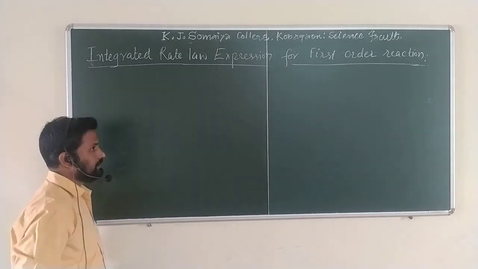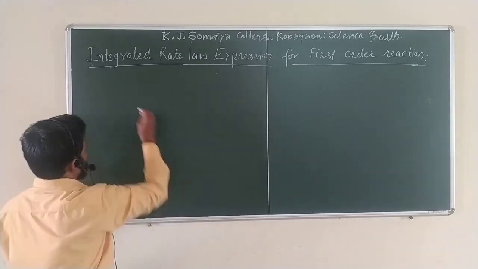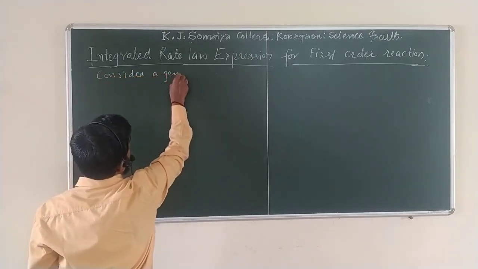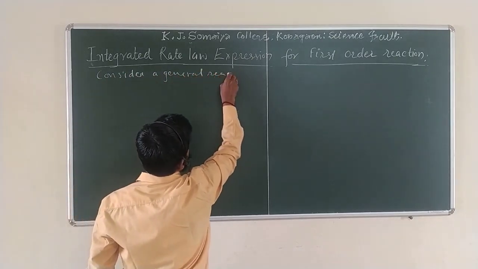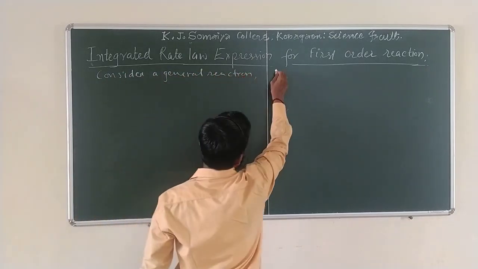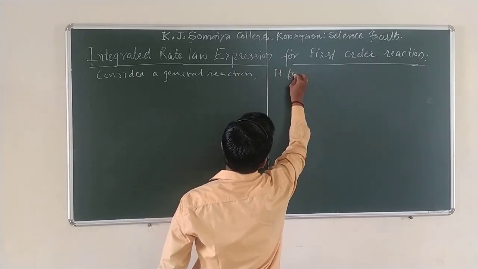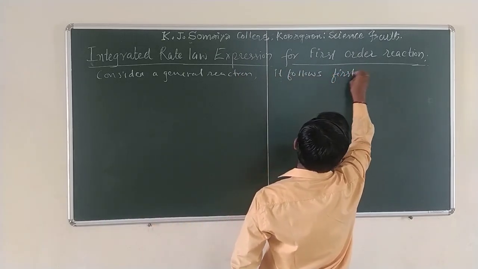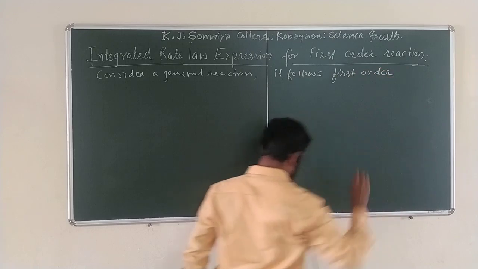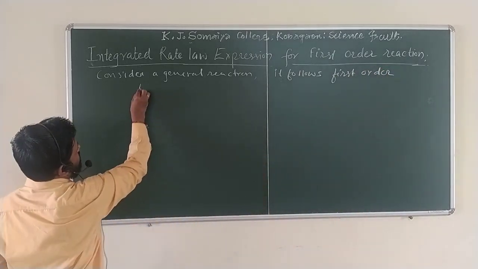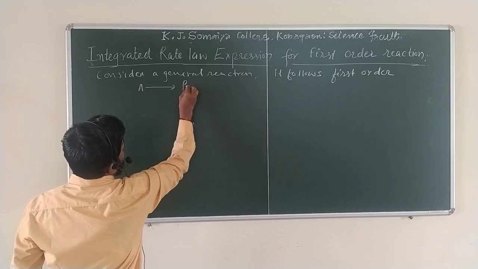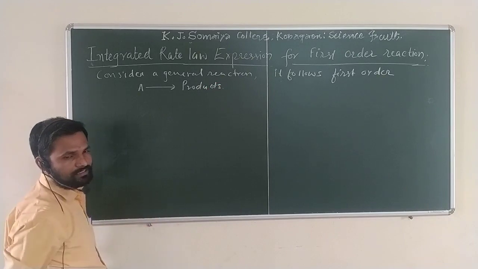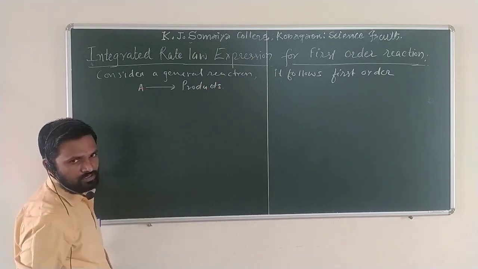Okay. So consider a general reaction. First, we have to consider a general reaction that follows first order. Let us consider a simple reaction, A going to the product. A is the reactant, it gives the products. It follows the first order reaction.